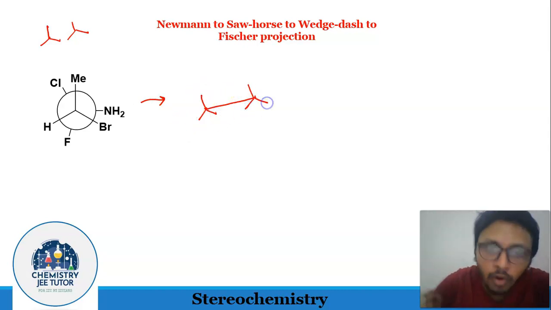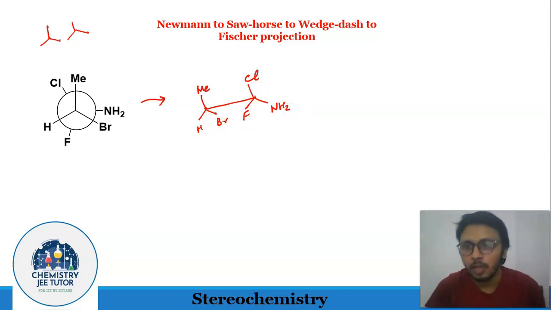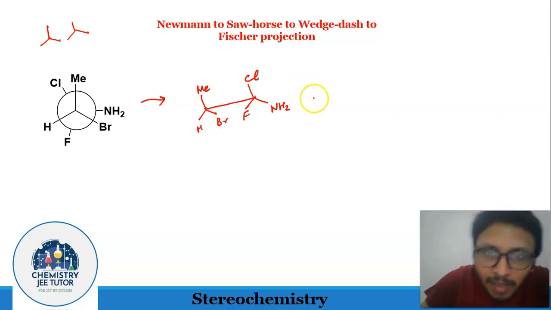In this case, I draw it. And I simply put the substituents: methyl, hydrogen, bromine, chlorine, fluorine, NH2. I get my Sawhorse. It's very simple. Newman to Sawhorse is very simple. You don't need to apply any tricks. Just see the molecule, change it. It's very simple. Then you have to change it to Wedge dash.